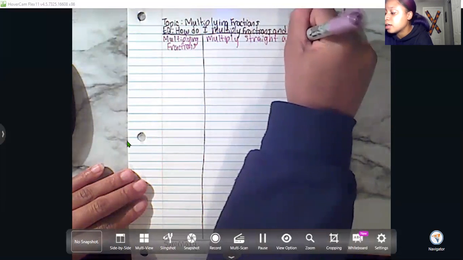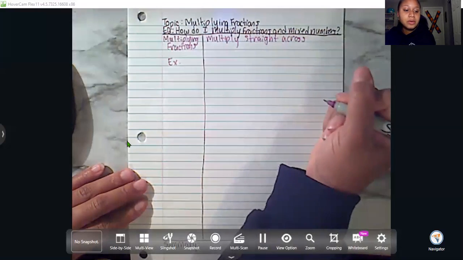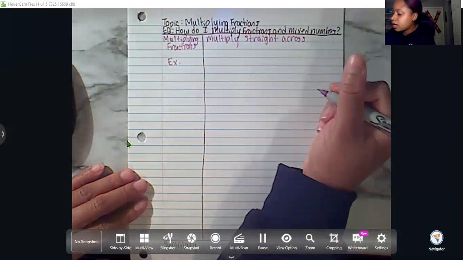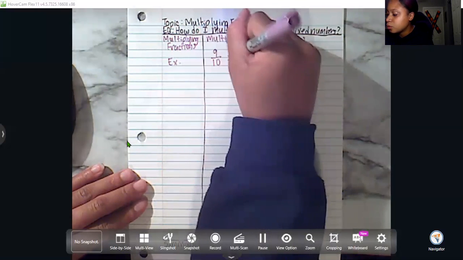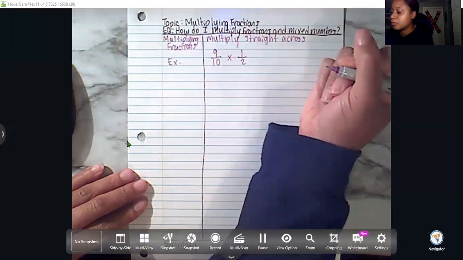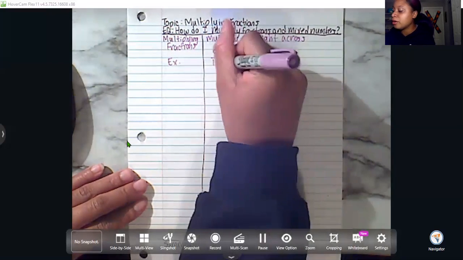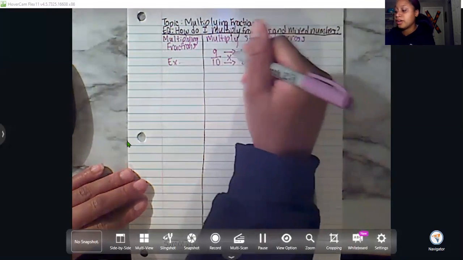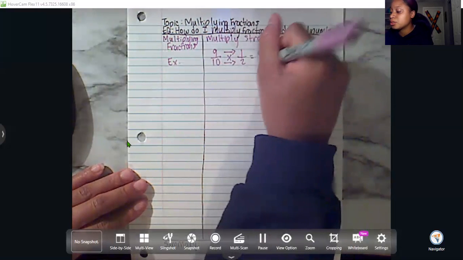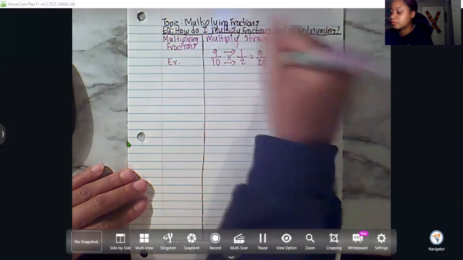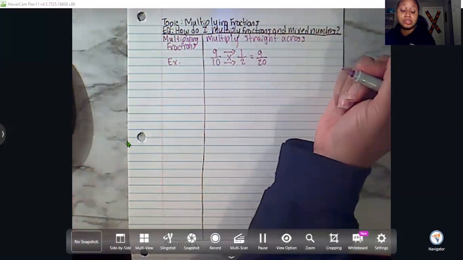So what this looks like is, let's say we have, for example, 9/10 times 1/2. We want to know what that equals. So you're just going to multiply straight across. You multiply the numerator times the numerator, the denominator times the denominator. 9 times 1 is 9. 10 times 2 is 20. Can't simplify that any further, so you just leave it alone.